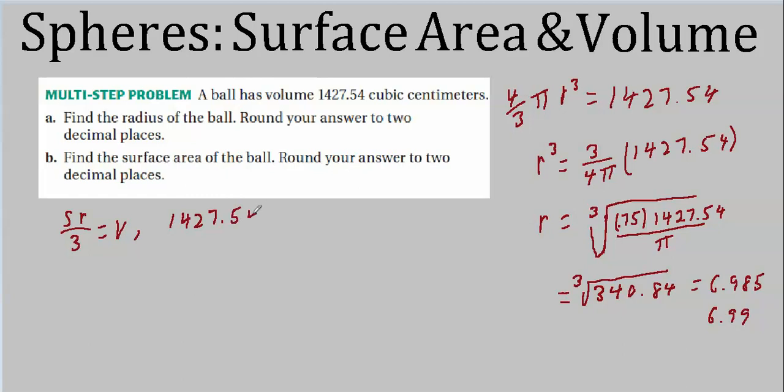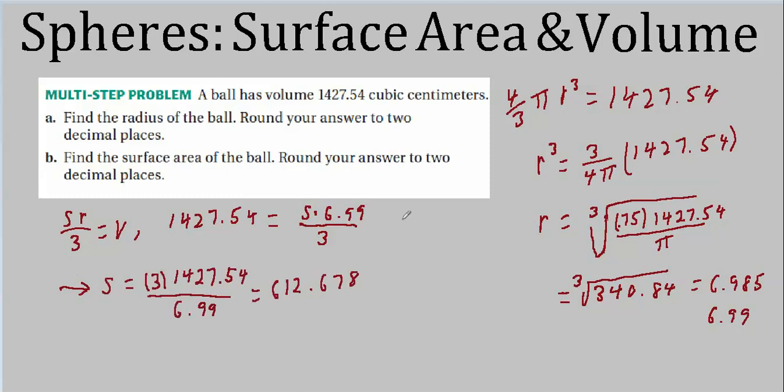...54, pardon me, is S times, say, 6.99 divided by 3. Or, this would imply that S... so if we use this formula that we figured out in the previous problem, we get 612.678.